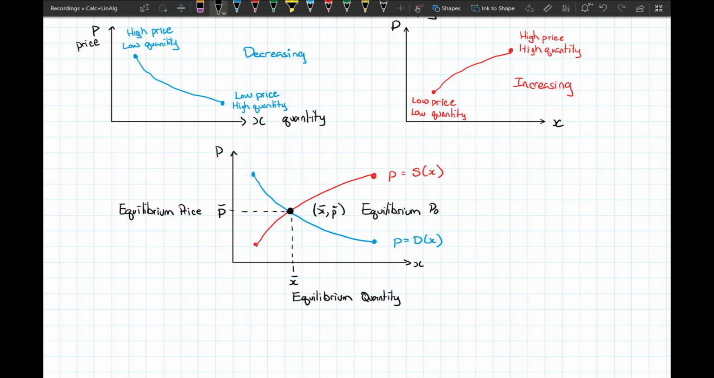Now you might not see exactly the same notation in all textbooks, all courses. X bar and P bar are sort of my choice of notation. That's the equilibrium point. And so to find the equilibrium point, you can then take these two equations, P equals the supply function of X and P equals the demand function of X, and set them equal to each other. So to find the equilibrium point, it's a nice equation of one function equals the other.